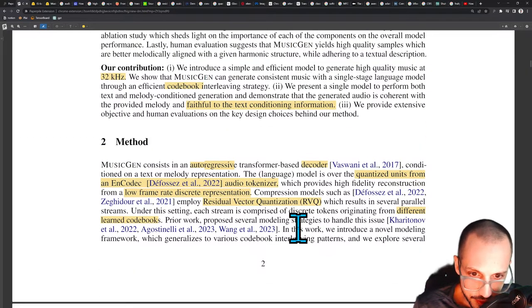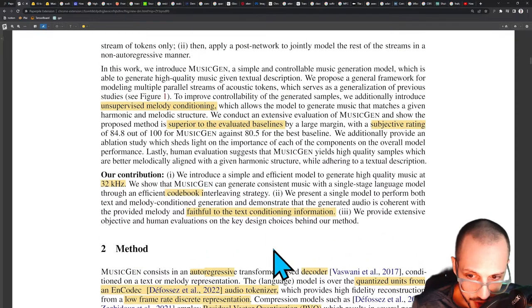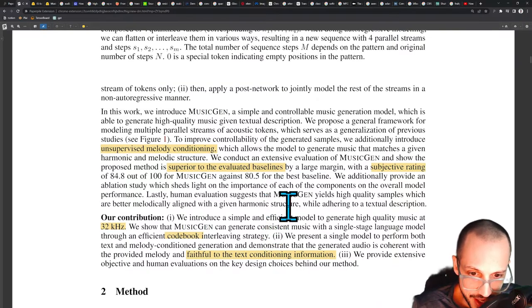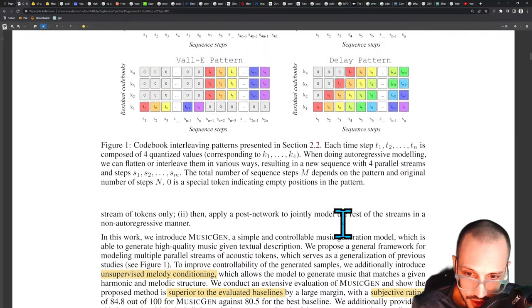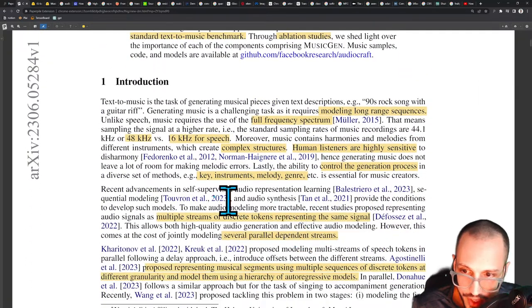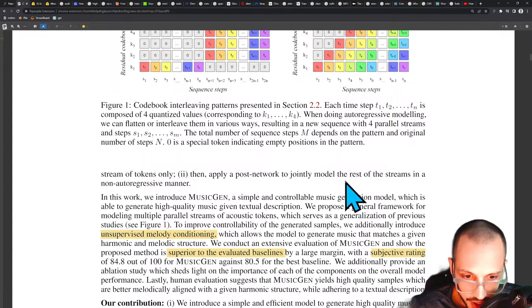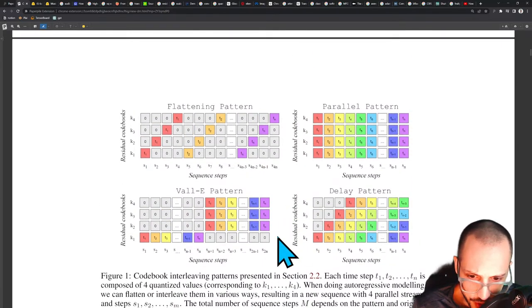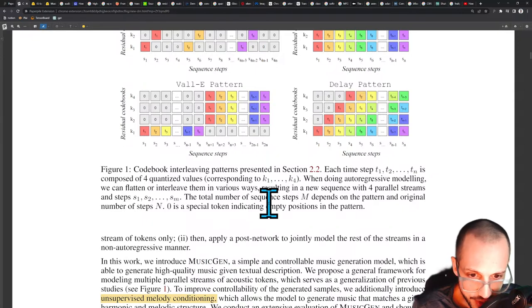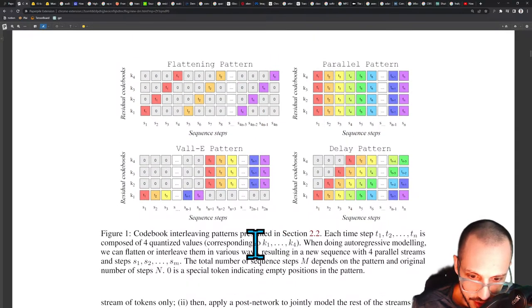So the generative model is not generating an actual audio waveform. What it's generating is tokens from a VQ-VAE called EnCodec. I don't know exactly what the encoder is, but there's an encoder and a decoder that goes from raw audio into tokens and then tokens into raw audio. So all the generative stuff is happening in that token space, in that latent space. That latent space is quantized with residual vector quantization. There are four levels of quantization, right? And each of those levels has a codebook, which are these K1 to K4 here.